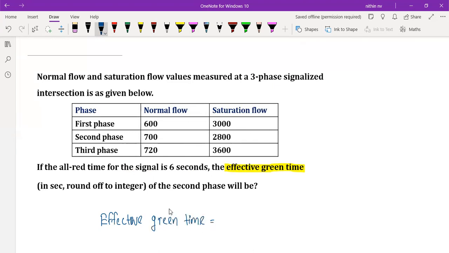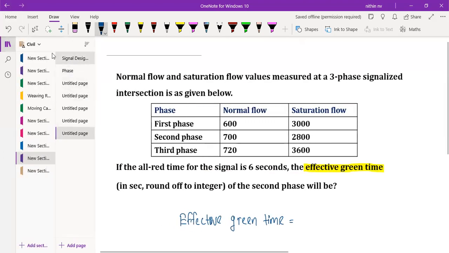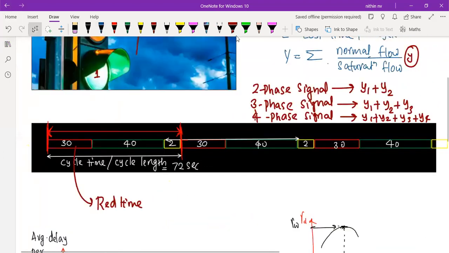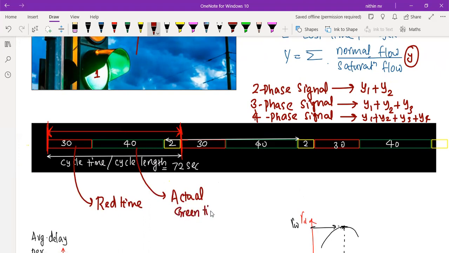So this effective green time does not mean that it is this. According to our example, this is what? This is the actual green time, not effective green time. Okay, don't get confusion. This is the actual green time. What we are going to calculate now is the effective green time. Now, what is the meaning of effective green time? It is actually the time during which vehicles were in motion. If vehicles were moving, then that duration is called as effective green time.